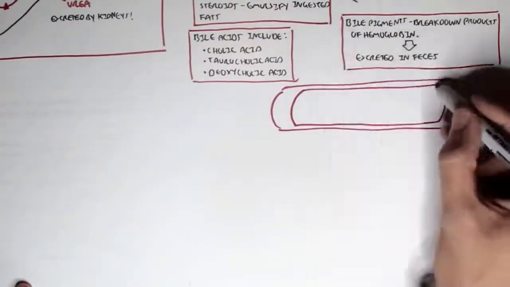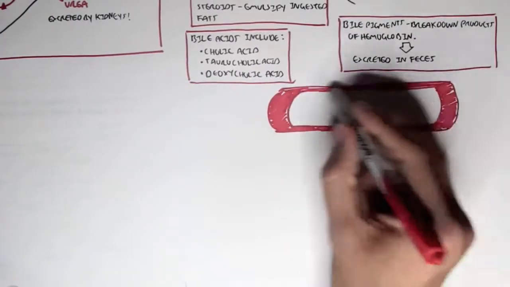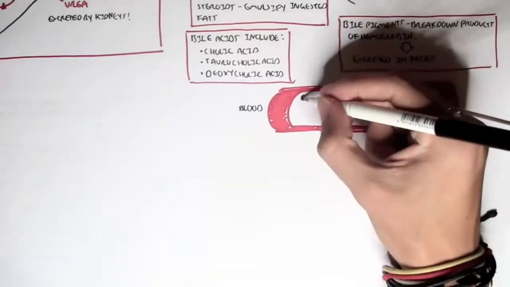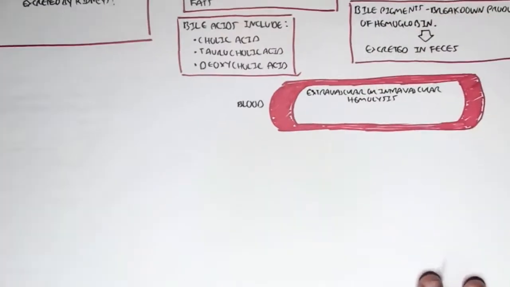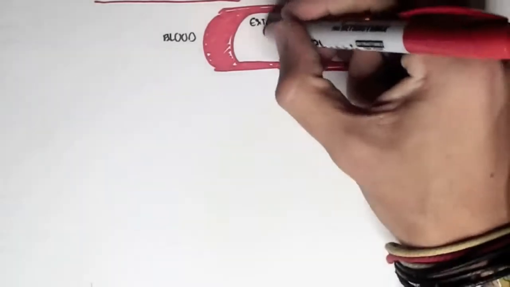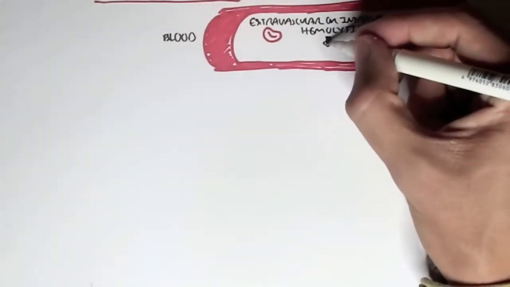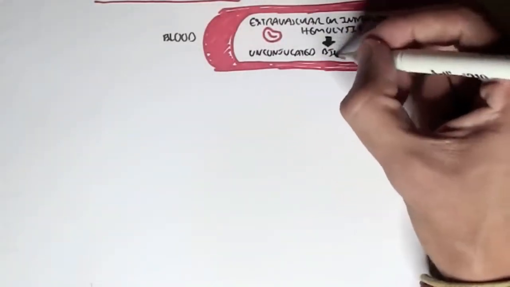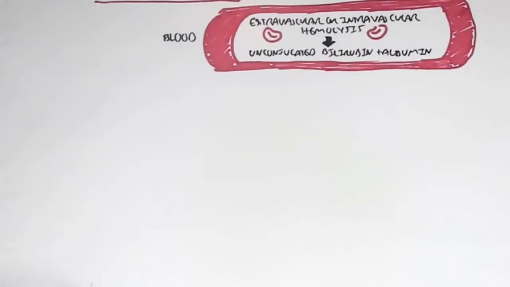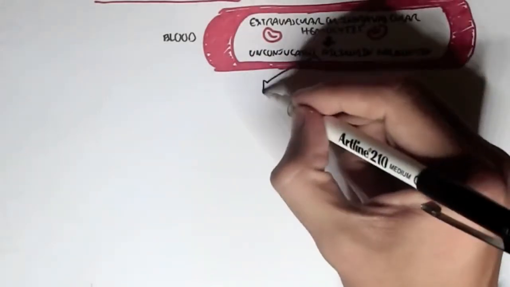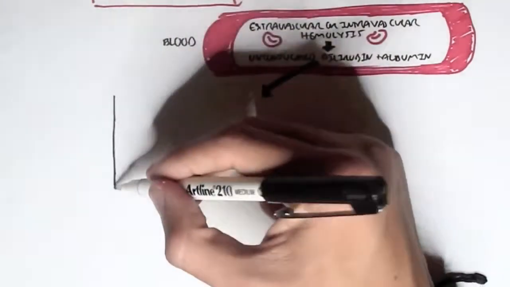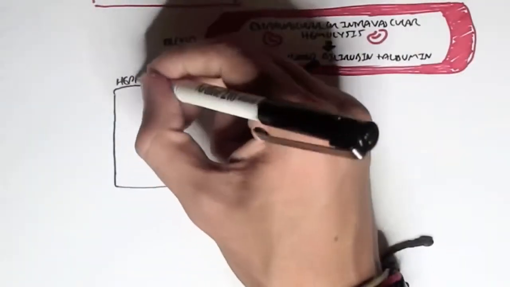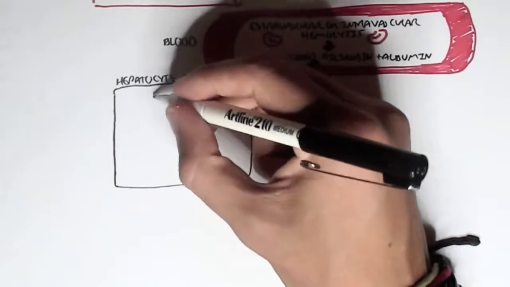So in the blood, if there's extravascular or intravascular hemolysis, meaning destruction of red blood cells, the outcome of this would be unconjugated bilirubin, which is the product of destruction of red blood cells. This unconjugated bilirubin will travel through the bloodstream bound to albumin, which will then take it to the hepatocytes of the liver. So here we have now unconjugated bilirubin without the albumin.